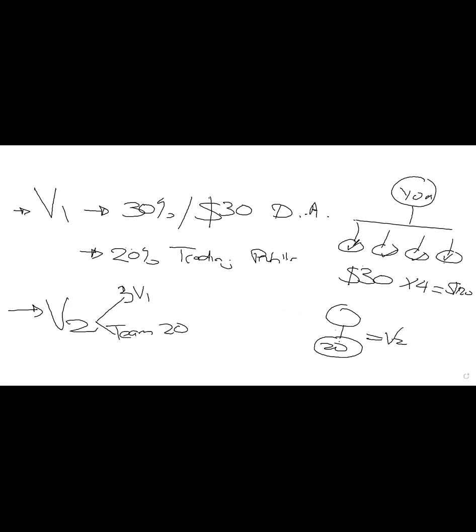Okay, you can have these 4 individuals sponsoring 4 each. You're going to be a V2. You can have this person build a team of 20. That makes you a V2, as long as you have a minimum of 3 V1s and then a total team of 20. Okay. What does that mean in terms of earnings for you?